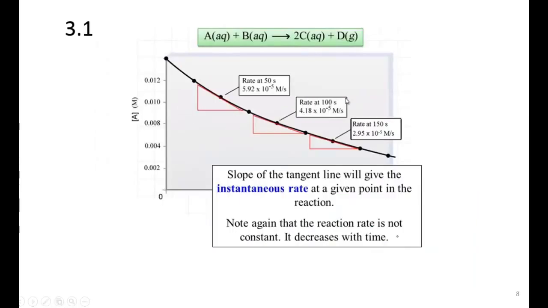Okay. If I were to plot the concentration versus time, I could determine my average rate by looking at the total change. It's the change in concentration of my reactant over the change in time, right? If I wanted to know what the rate was at any given point along that graph, then I can find the slope of that tangent line.